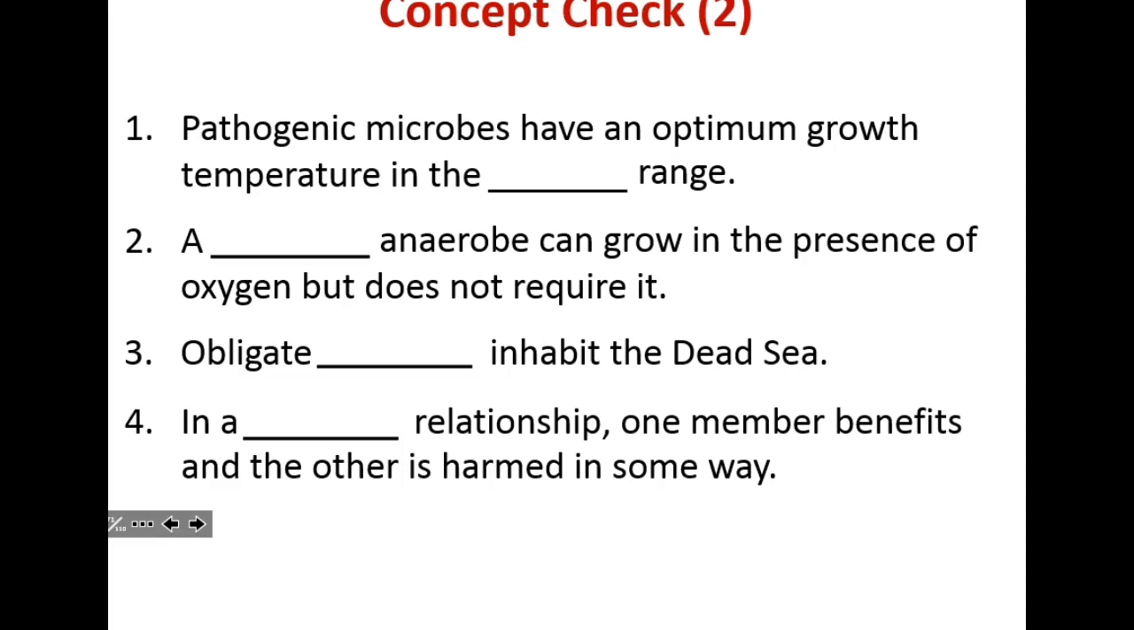So what is number 2? What kind of anaerobe can grow in the presence of oxygen but does not require it? Facultative. Number 3, obligate what? Inhabit. Barophiles. In what kind of relationship does one member benefit and the other is harmed in some way? Yes.